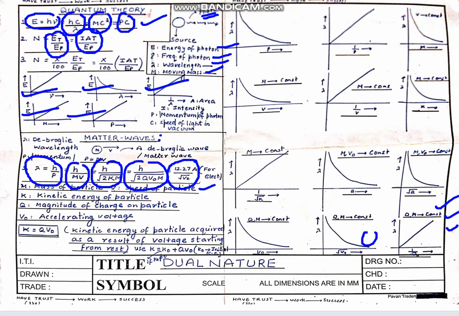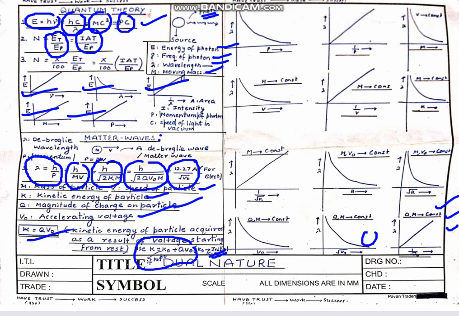Here m is the mass, v is speed, K kinetic energy, q magnitude of charge on the particle, and V0 is the accelerating voltage. There is another relation that kinetic energy is equal to q into V0, where q is the charge on the particle and V0 is the potential given to it. And if it has some initial energy, then K is equal to K0 plus q V0 for the case of initial energy. Now let's discuss the graphs.